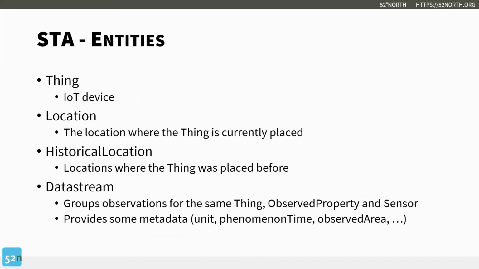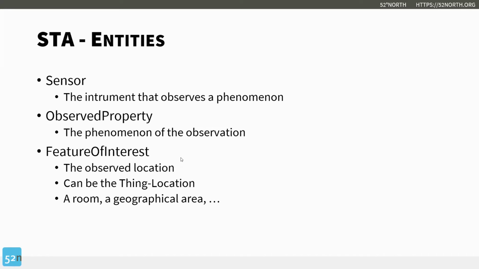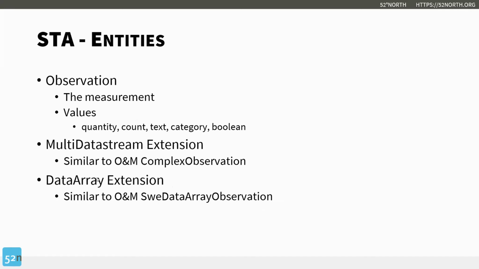So again, as a summary, perhaps that's a bit more for after the workshop, if you would like to reconsider certain things here. So we have the thing as the IoT device, the location of the thing, the historical locations of the thing, the data stream as our central concept, and then the basic things that you already have seen in the O&M data model. So the sensor, which has taken the measurement, the observed property, the parameter which we are observing, and the feature of interest, providing our geospatial reference to the observations.